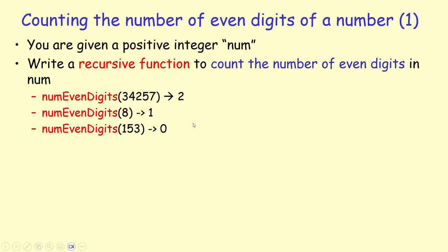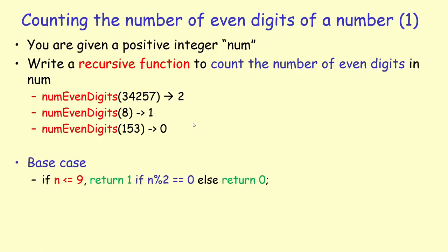So how do we approach this? Again, let's look at the base case. The base case is when we have only one digit. If n is less than or equal to 9, then in that case we need to return 1 if the digit is even. Otherwise, we need to return 0. So for example, if the number is 8, which has only one digit, we need to return 1. But if the number is 7, for example, it is a number with one digit, but the digit is an odd number, then in that case we need to return 0.